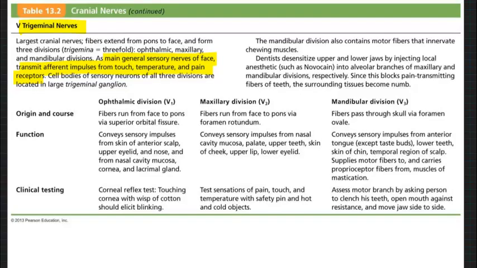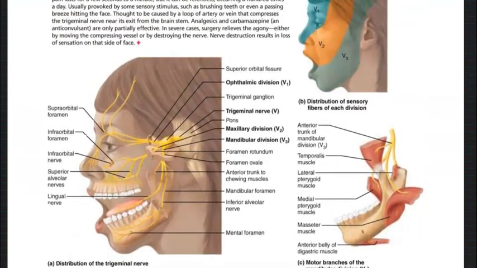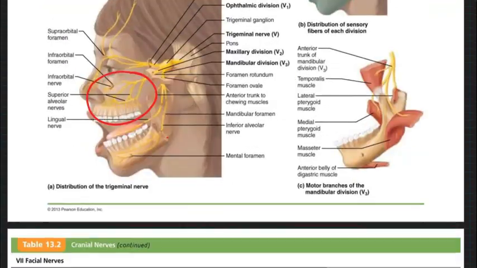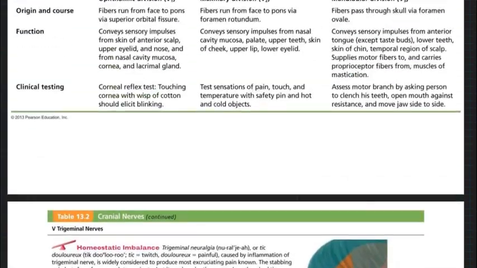And we're talking about somatic sensations: touch, pressure, pain, temperature. As a matter of fact, when you receive local anesthesia for dental procedures, these branches are knocked out by the anesthetic. If it's the upper teeth, it's these branches; if it's a lower, it's going to be these branches. But it's the trigeminal nerve, okay?